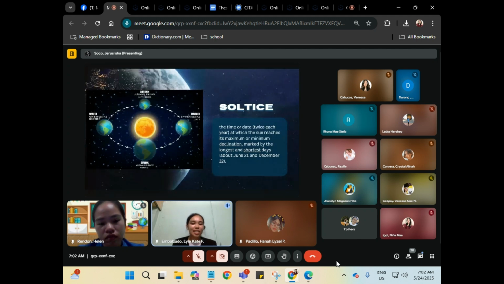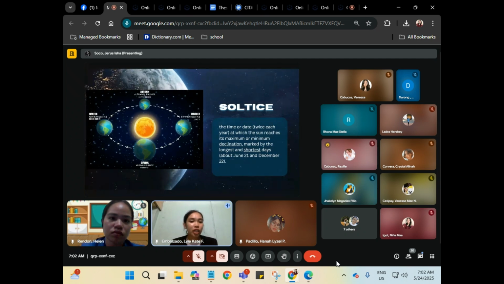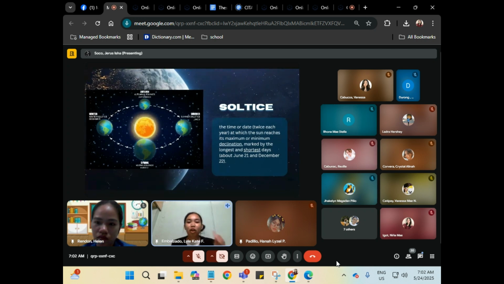So, solstice class, these are the times or dates twice each year, just like the equinox, at which the sun reaches its maximum or minimum declination, marked by the longest and shortest days, just like what Stella said. So on June 21 and also December 21 or 22, we have the summer solstice and the winter solstice.